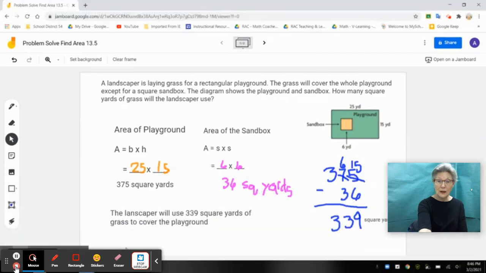Our question was, how many square yards of grass will a landscaper use? Well, through finding the area of the playground, the area of the sandbox, and then subtracting the two areas to see how much grass was not covered, we found out that 339 square yards is how much grass the landscaper will use to cover the playground.